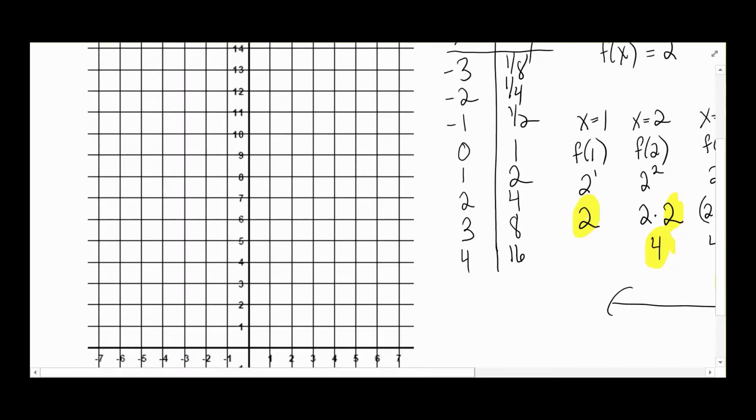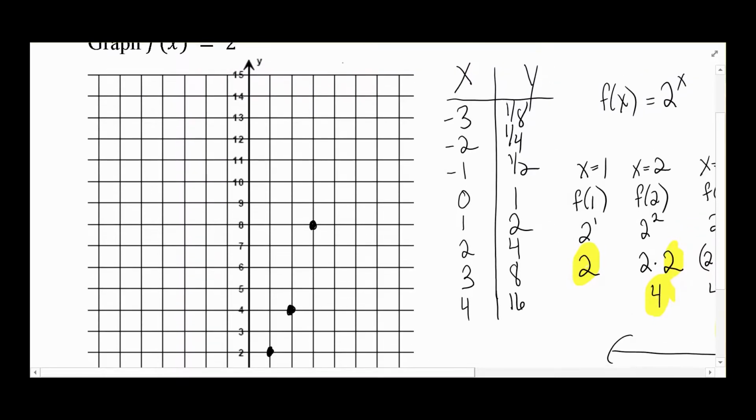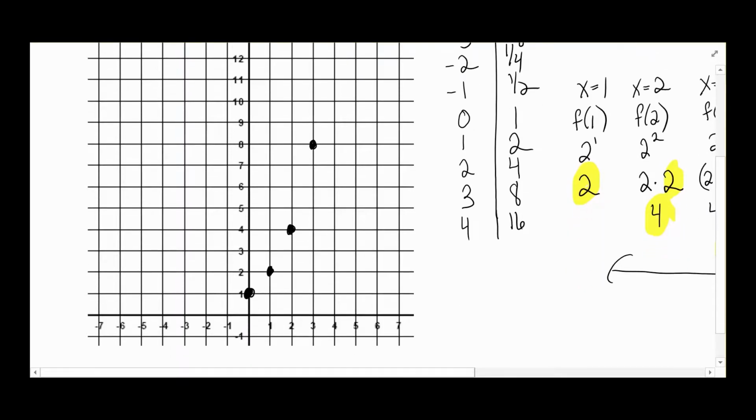The first ordered pair that I found was (0, 1). I took a step over and I doubled that to get 2. Took another step over, doubled that to get 4. Took another step over, doubled that to get 8. Took another step over, doubled that to get 16.